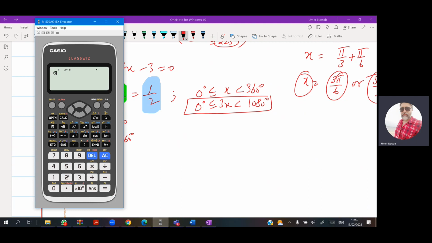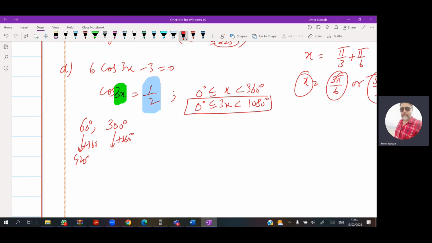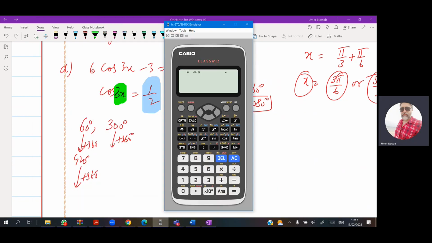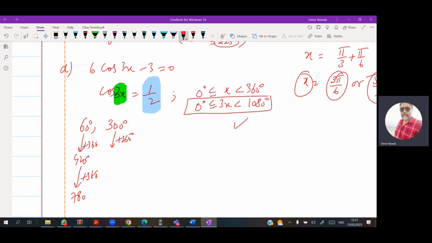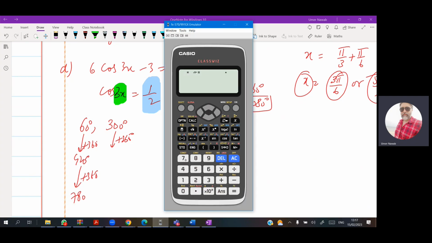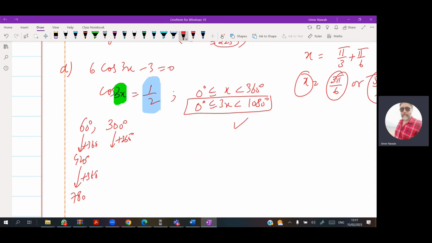So 60 plus 360 gives you how much? 420. Still, it is within the domain. Can I add more 360s into it? So if I do this, 420 plus 360, it gives me 780. Can I add again 360? 780 plus 360. Oh no, now I exceeded. So it means these are the only three possible angles which are coming within this dummy domain.